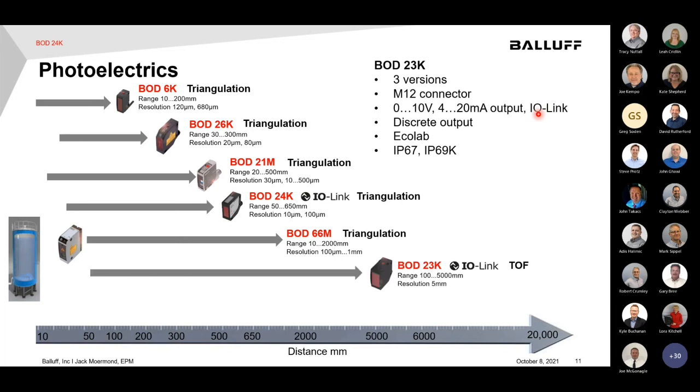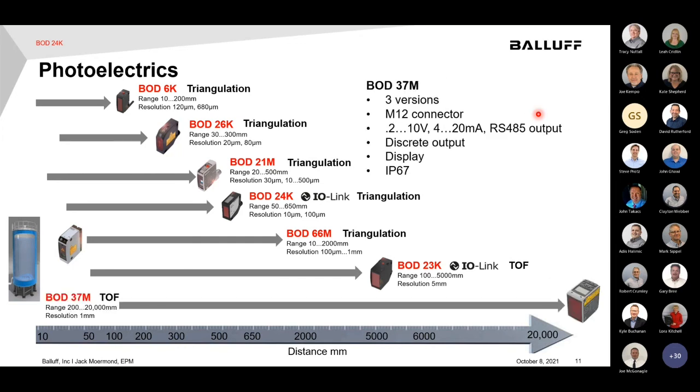And then the other one is the 23K. So the 23K is another one that can be used in PFB applications. There is an IO Link version. The resolution on these is not that good. It's 5 millimeters, which in some applications will be sufficient, but it's not as good as the triangulation, obviously, because this one is a time of flight.